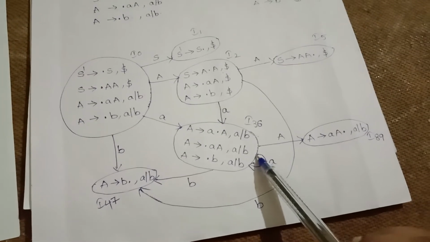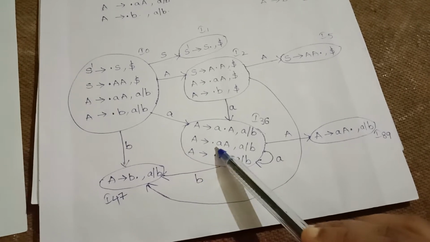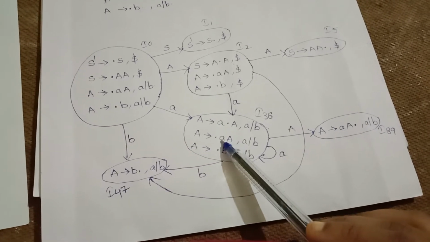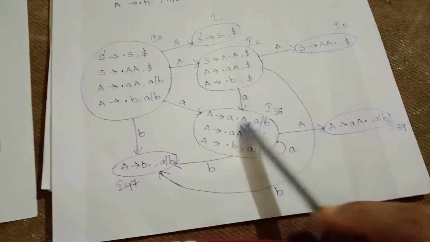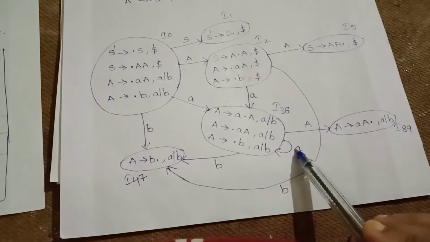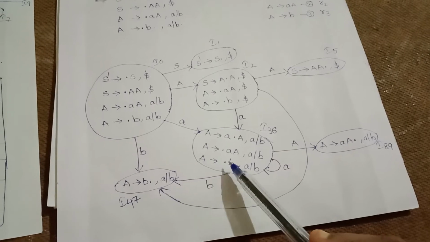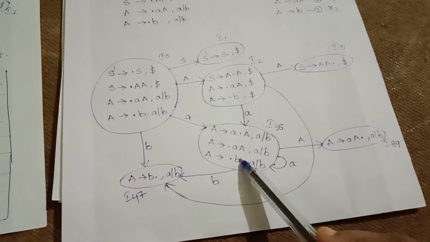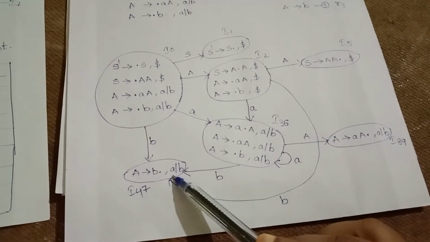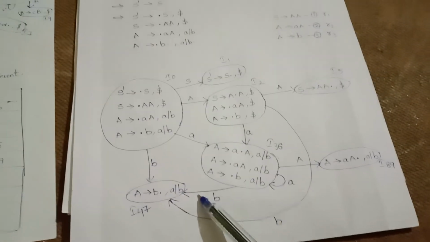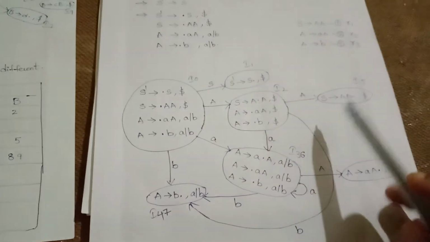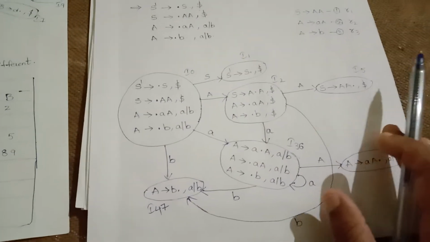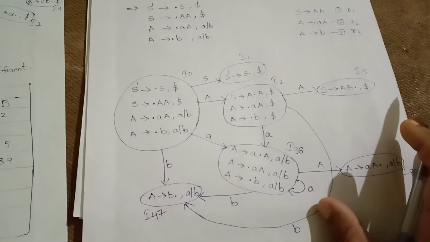And next, A tends to dot A on small a, if we perform, it becomes A tends to A dot A. It is already there in the same state, so I am drawing a self loop here. Next, A tends to dot B becomes A tends to B dot. It is there in I47, so I am drawing a transition over there. So this is how we do the data flow diagram, and then you need to draw the parsing table.